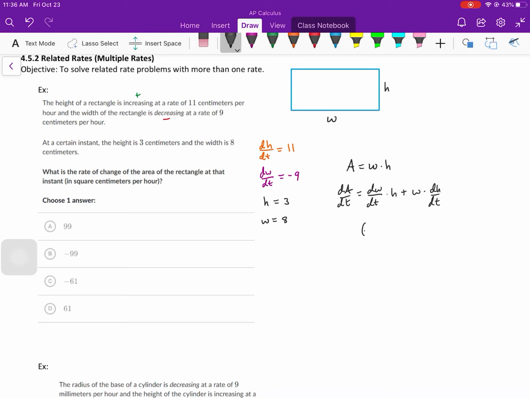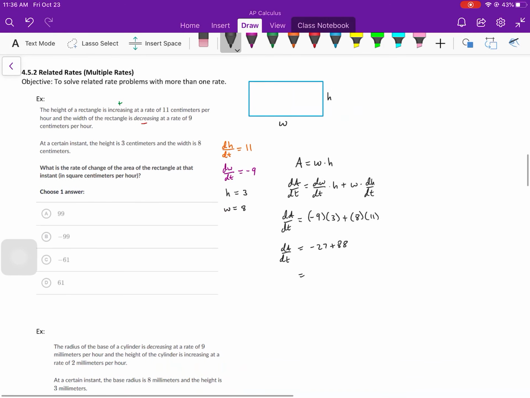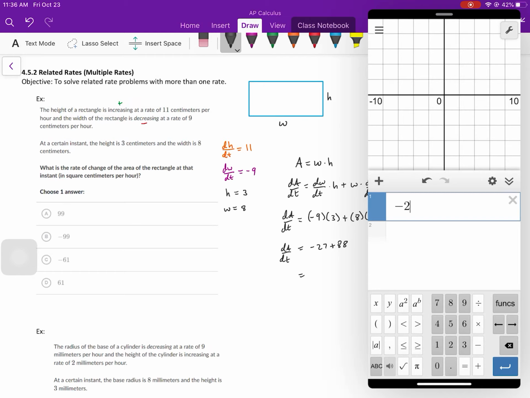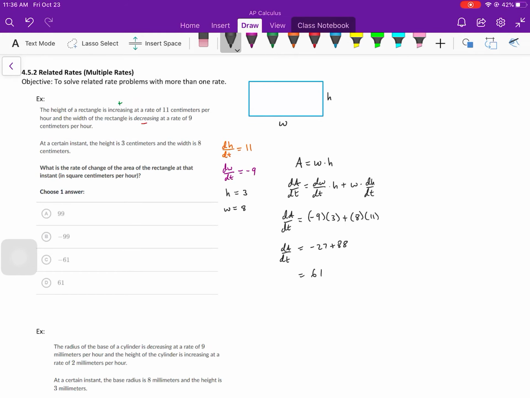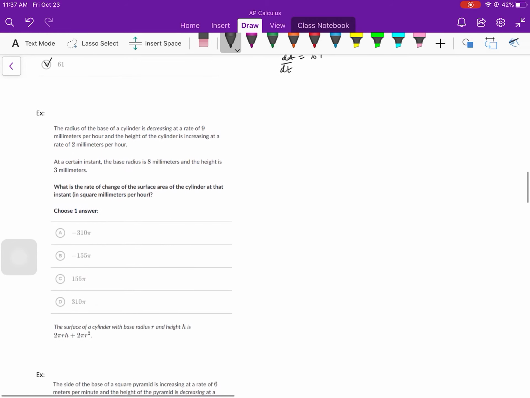If this is W, this is H. Now that makes a little more sense. So we're going to have negative 9 times 3 plus 8 times 11. And that's going to be negative 27 plus 88, which is 61. And that's it. Let's look at another one.